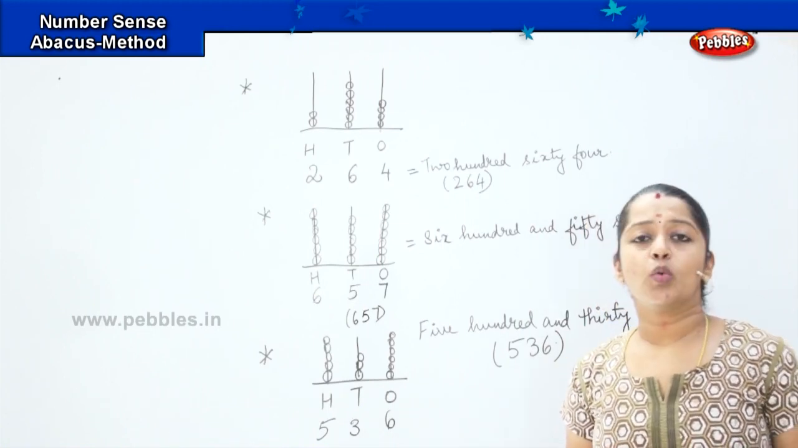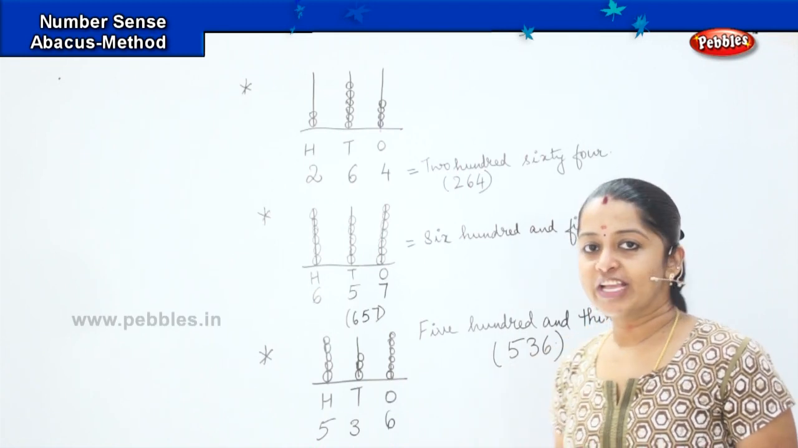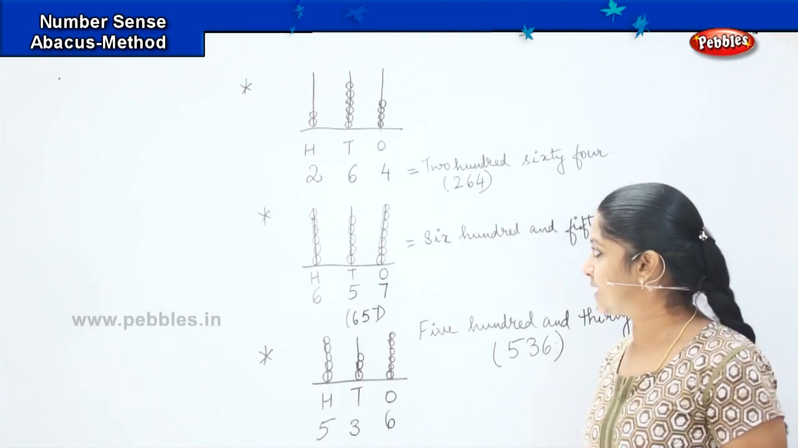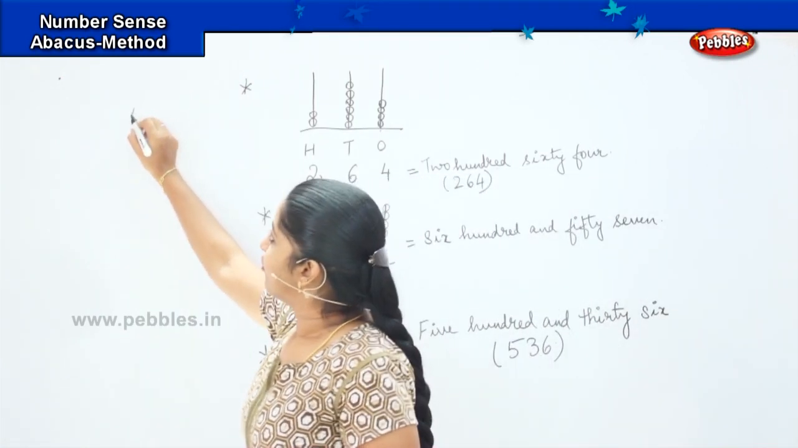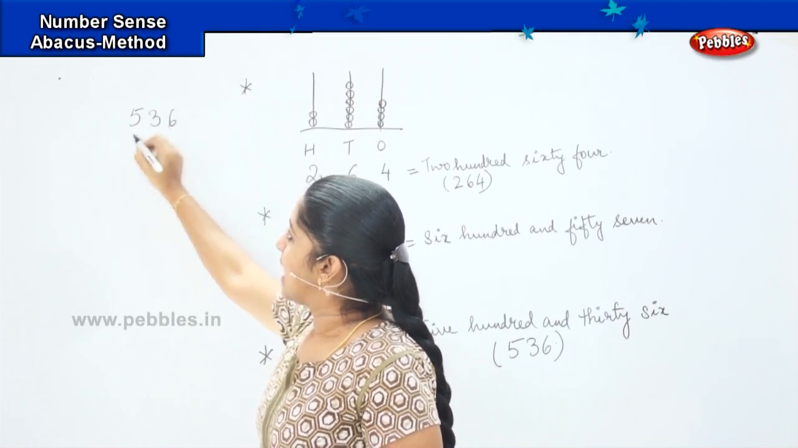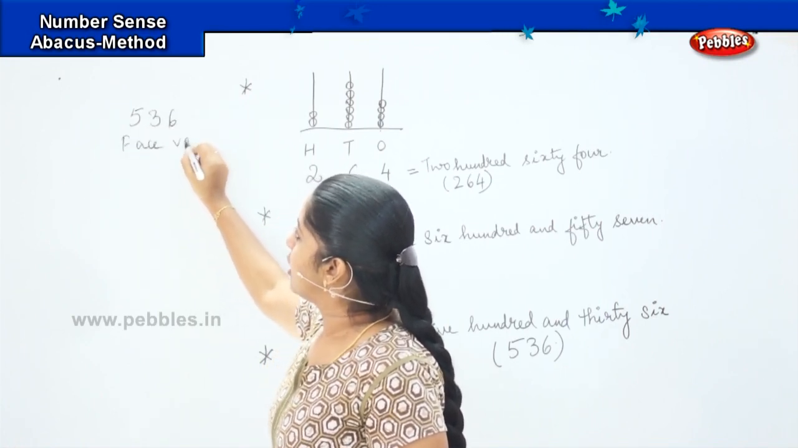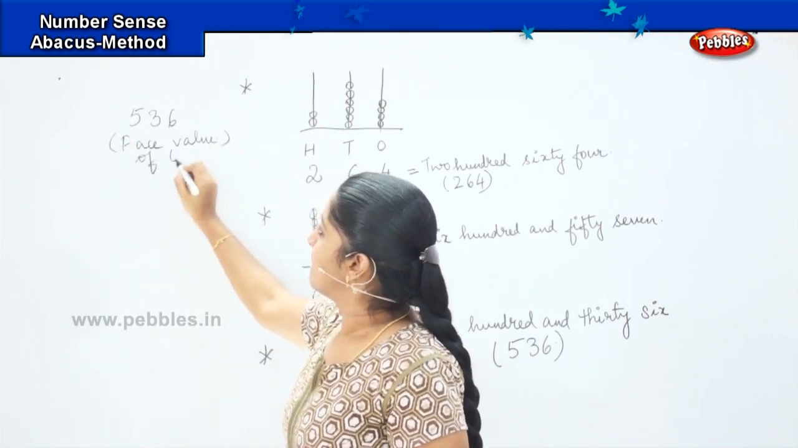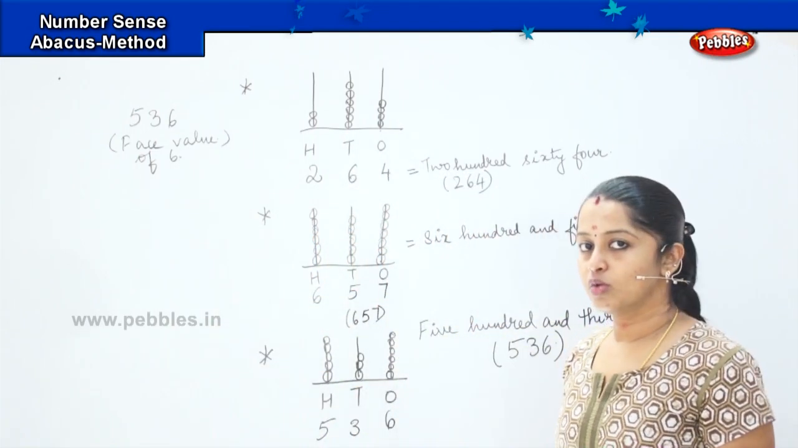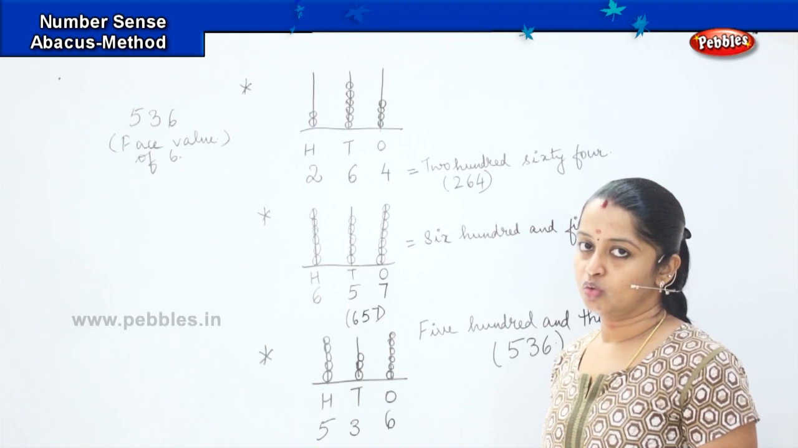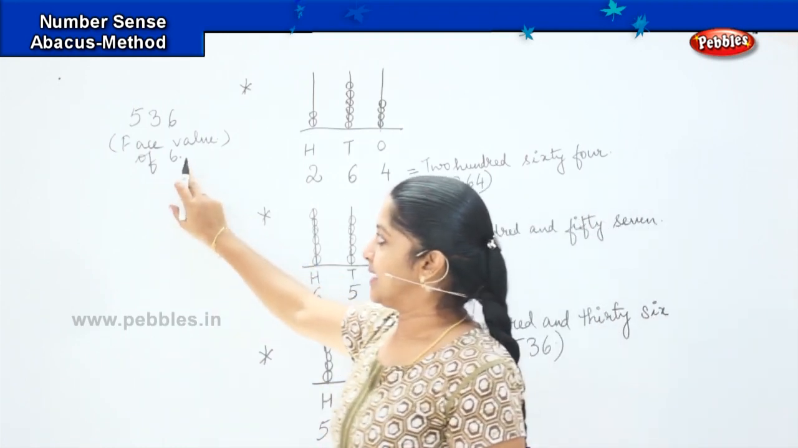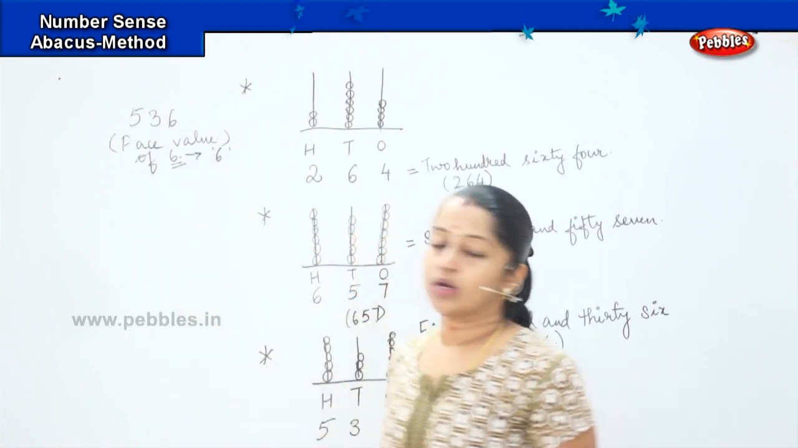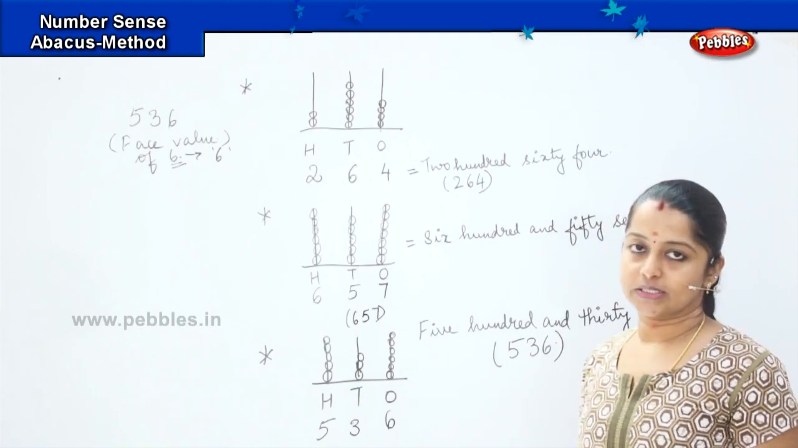Okay. Now, tell me, what do you mean by face value? Face value is nothing but the value of the number as given. For example, if I say 5, 3, 6 and I have to find the face value of the number 6, what am I going to do now? The face value of the number 6 will be the same. It is going to be 6 only.